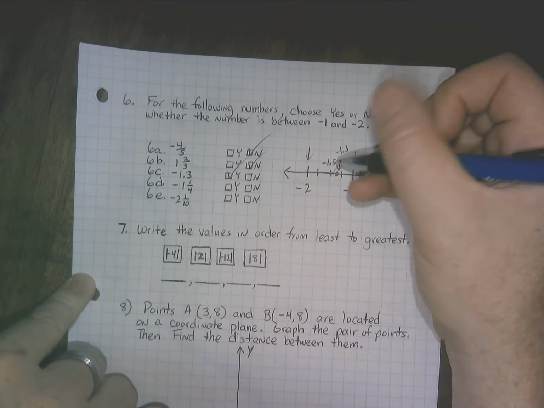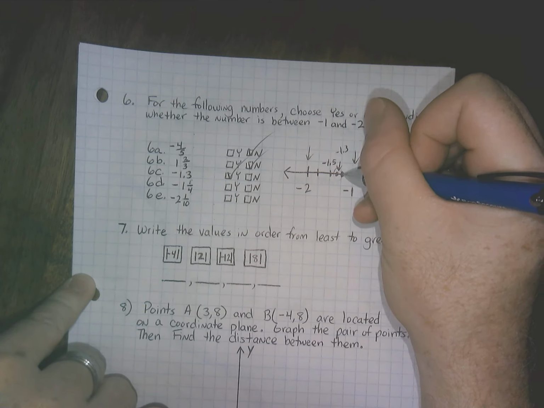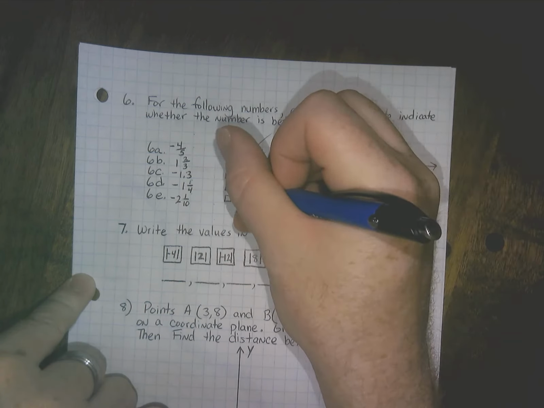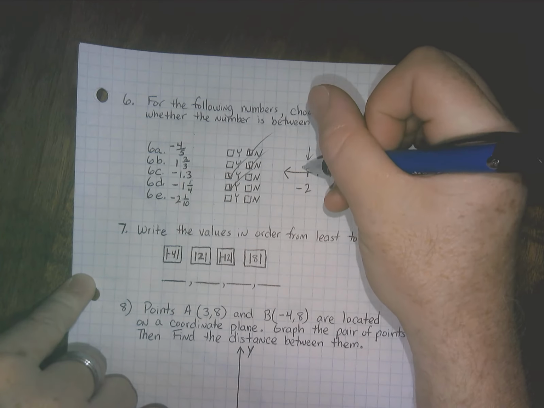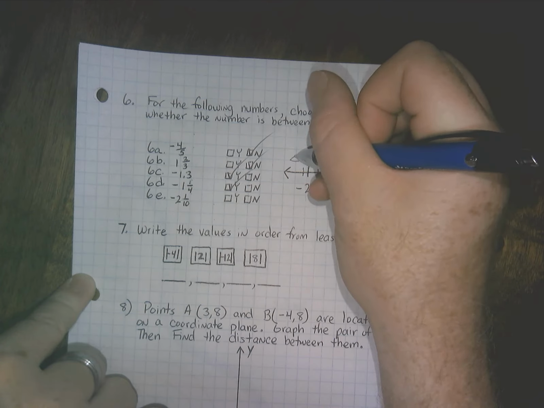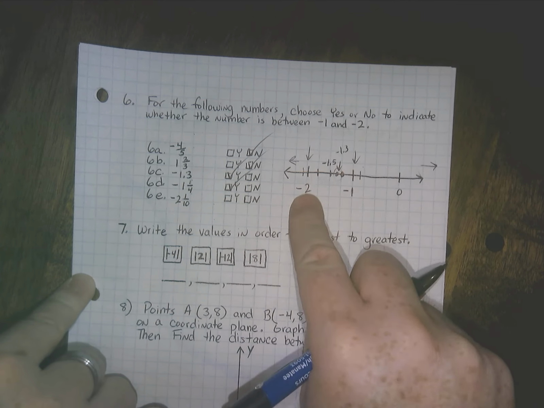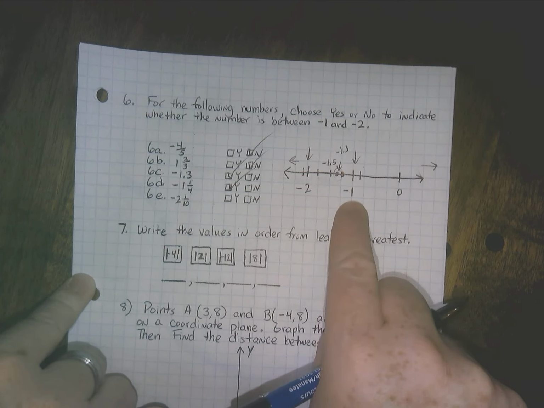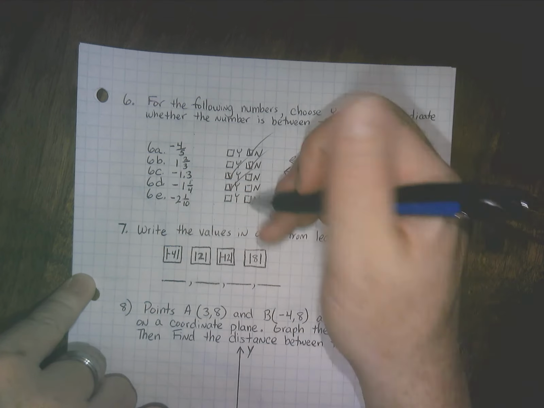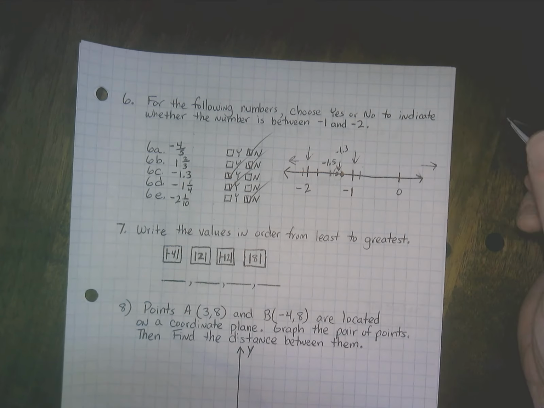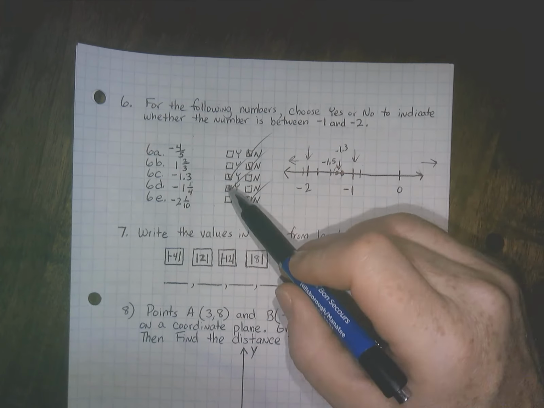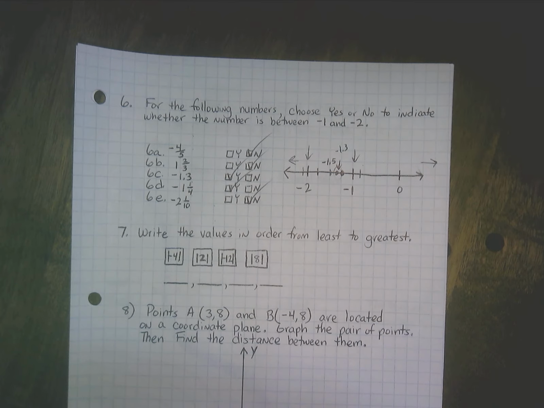-1 1/4. Well, that's right here. That's definitely going to be a yes. And -2 1/10. So it's going to be a little bit further. It's going to be this way. It's going to be on the left of -2. So it's not between -2 and -1. So that's going to be a no. So out of those 5 rational numbers, only 2 are between -1 and -2.